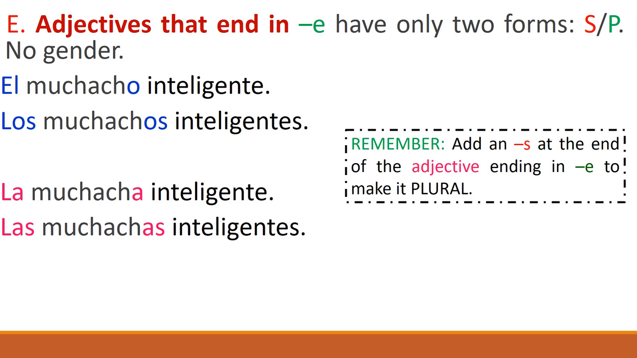And the same thing, like I told you, adjectives are like mirrors. They have to match the noun they're describing. If they're describing a plural noun, there's something that you have to remember. You have to add an S at the end of the adjective ending in an E to make it plural. From inteligente to inteligentes. If they're talking about more than one muchacho, in this case, los muchachos.